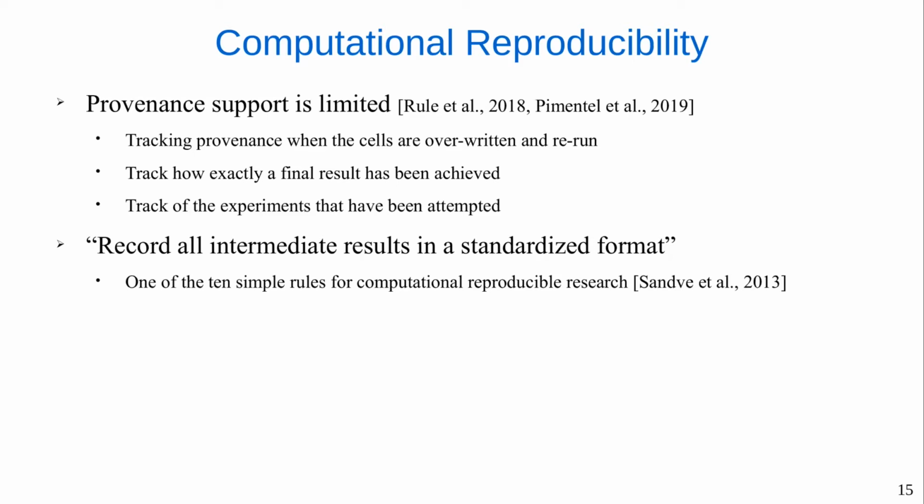One of the 10 simple rules for computational reproducible research, as discussed in the paper by Sandve and team, is to record all the intermediate results in a standardized format. Currently, only the output from the latest execution is stored in the notebook. There's also no support to compare the intermediate results of different executions. So the provenance of the final and intermediate results is not supported in Jupyter notebooks.